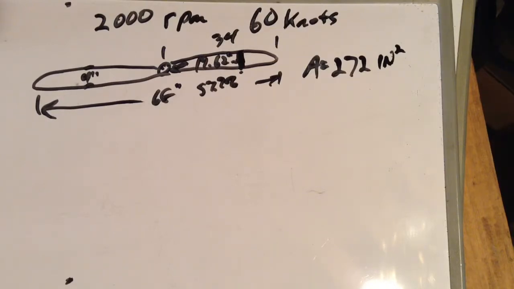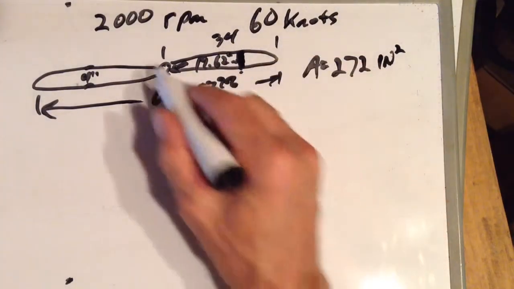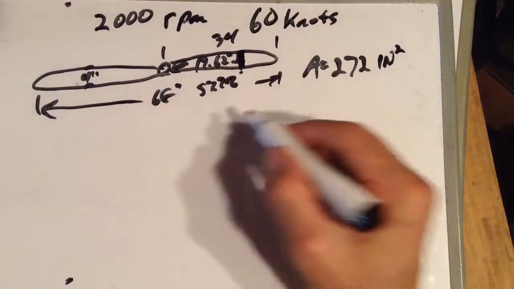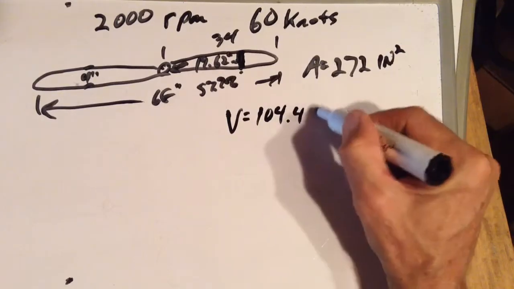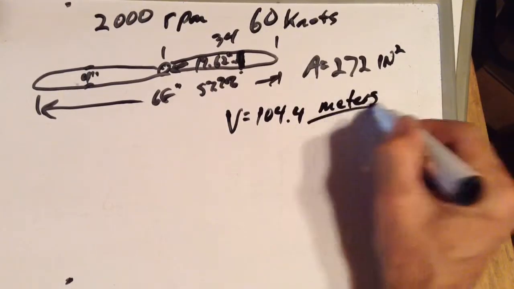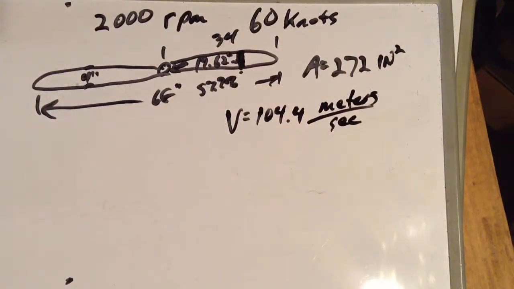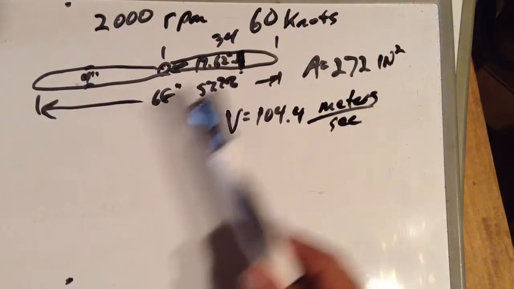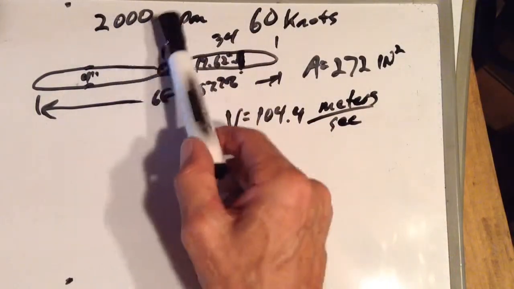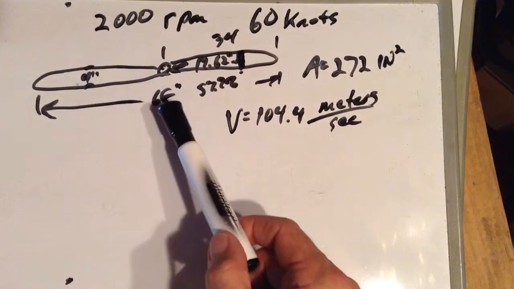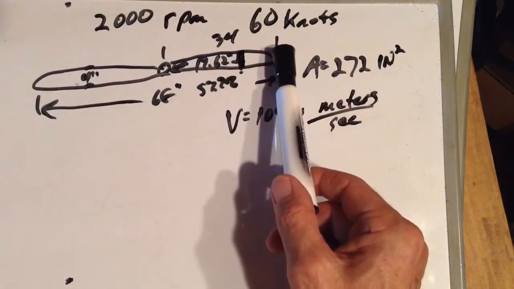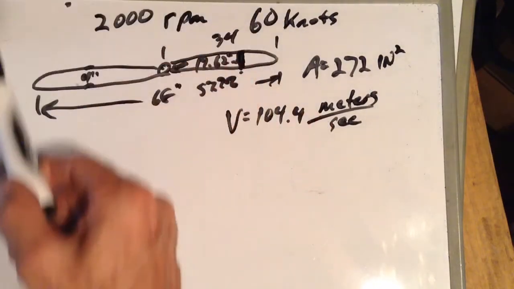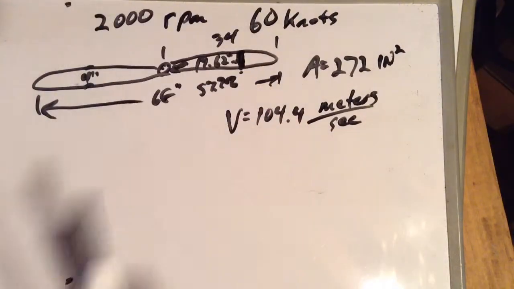The propeller speed at 57.7% of the radius, the speed here at 2,000 RPM, is 104.4 meters per second. We've done this calculation before. We figured the tip speed. We said 2,000 revolutions per minute times 2 pi is number of radians per minute, and multiply that by that distance will give you the circumferential distance per minute.